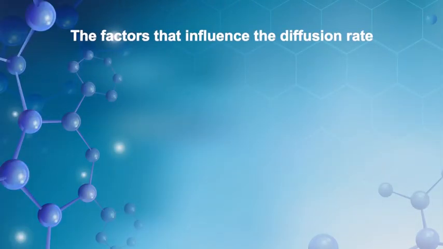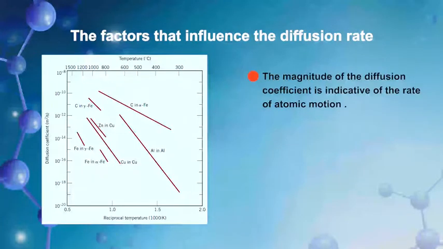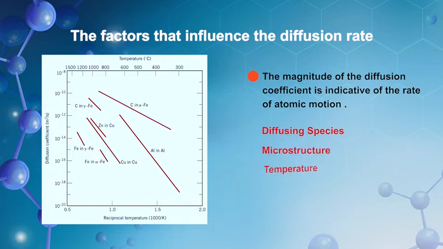Now let's examine the factors that influence the diffusion rate. The magnitude of the diffusion coefficient is indicative of the rate of atomic motion and depends on the size of both host and diffusing species as well as on the microstructure and temperature. The diffusing species and the host material influence the diffusion coefficient.